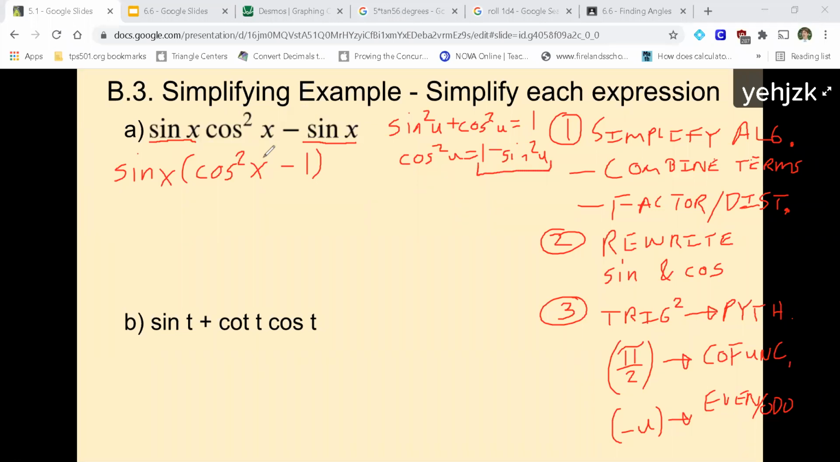So if I plug this in for the cosine squared, then what we'll get is the sine of x times 1 minus the sine squared of x. And now if I go back and simplify this, 1 minus 1, hey, that's 0. That cancels out. And sine times negative sine squared is negative sine cubed. And now I'm down to a single term with a single trig function.